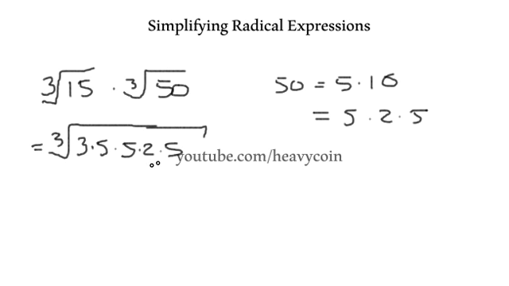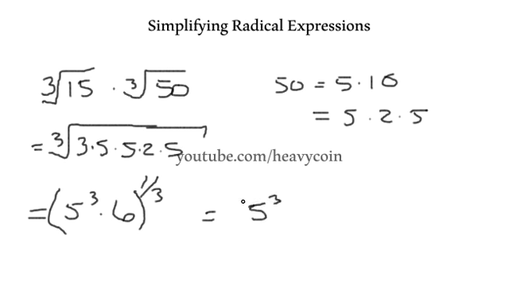Now you notice we got 3 5's under here. So this would be 5 cubed times 2 times 3, which is 6. Alright, and I'm going to actually do it like this this time. Okay, so 5 raised to the 3rd power raised to the 1/3 power times 6 to the 1/3.